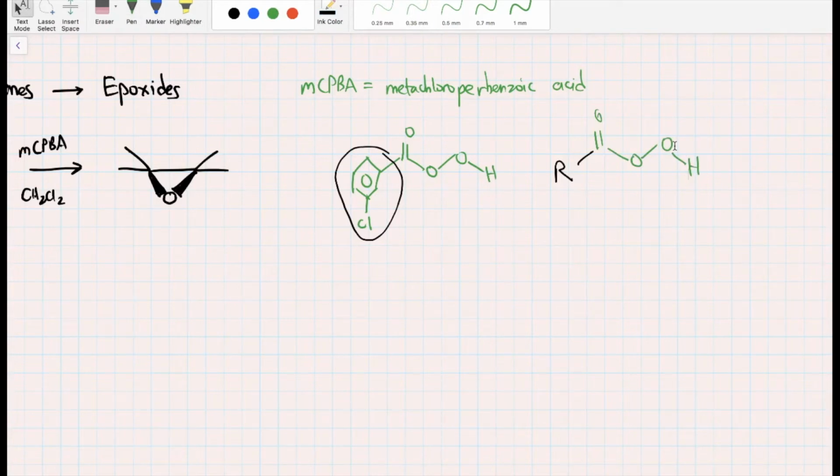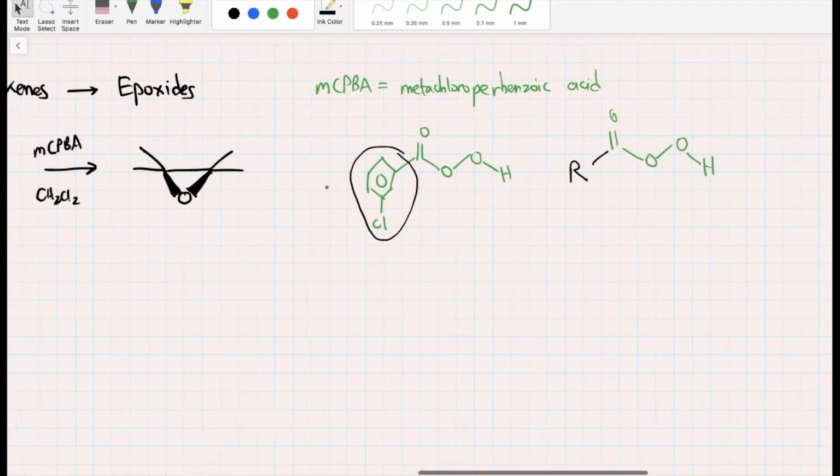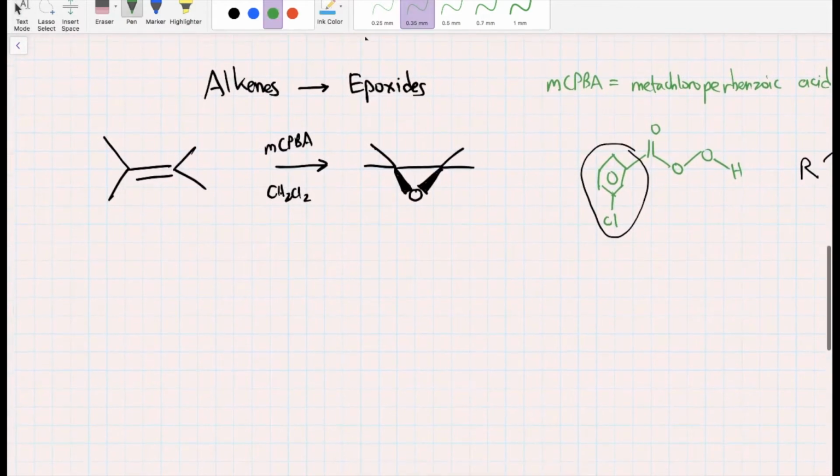Okay, so how does this mechanism work? So I'm just going to redraw this molecule over here. R, double bond, O, and then an H. Okay, so the first thing that's going to happen is this. I'm going to draw all the electron pushing in red. This alkene is going to come and attack this oxygen right here.